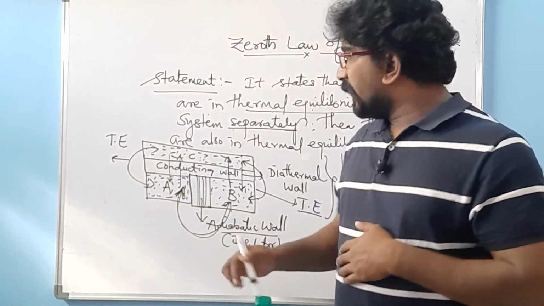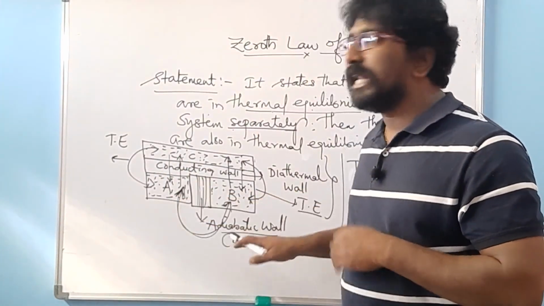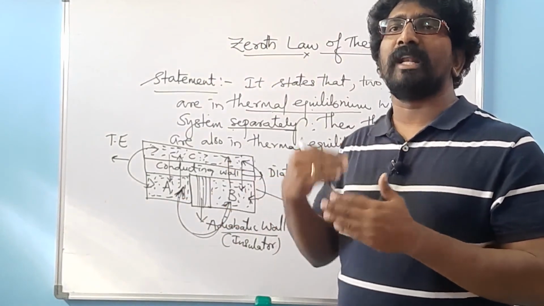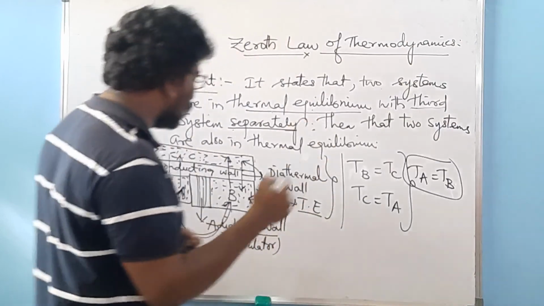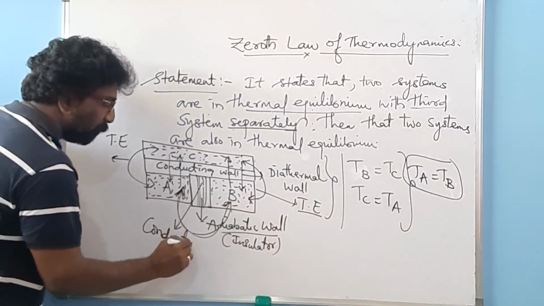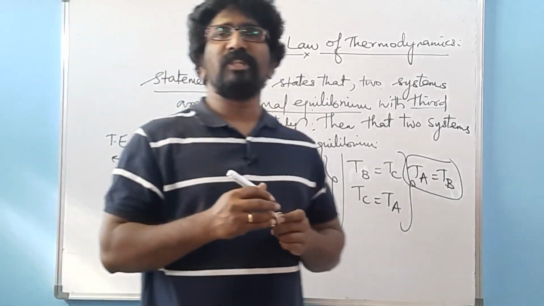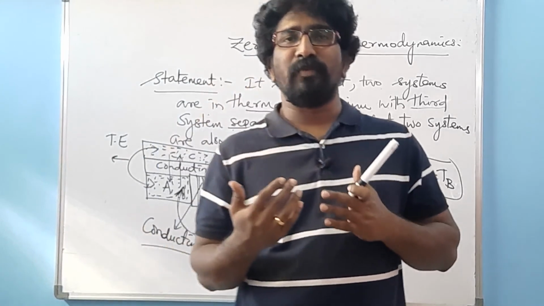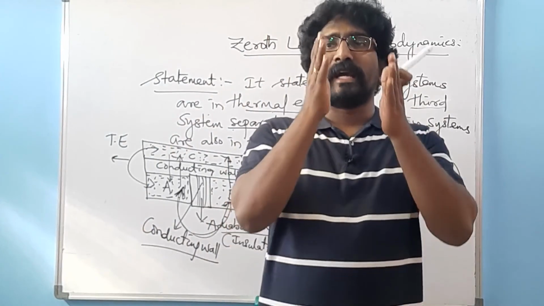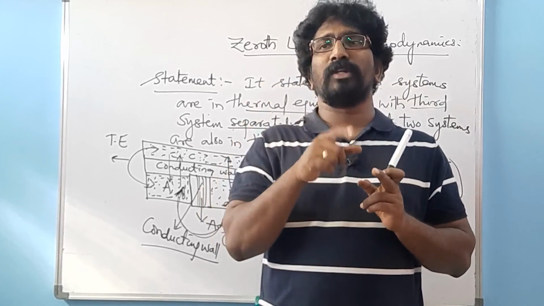Now let me replace this wall. I'll replace the adiabatic wall with a conducting wall. Let me see what happens if I replace the adiabatic wall with a conducting wall. Now assume that this wall has changed to a conducting wall. What happens here? If I change the wall, there will be no transfer of heat energy. The heat transfer will not take place, even though a conducting wall is placed between the two systems where the adiabatic wall was there previously.